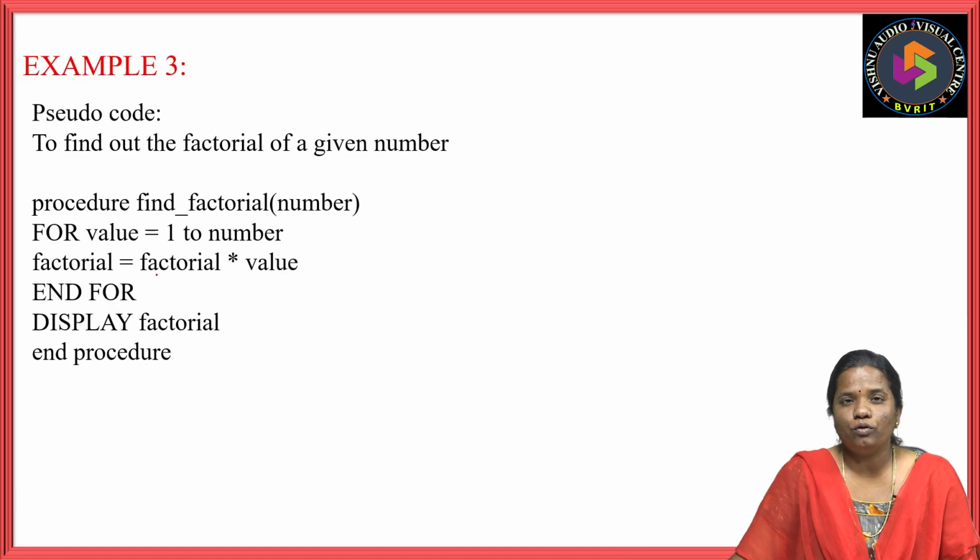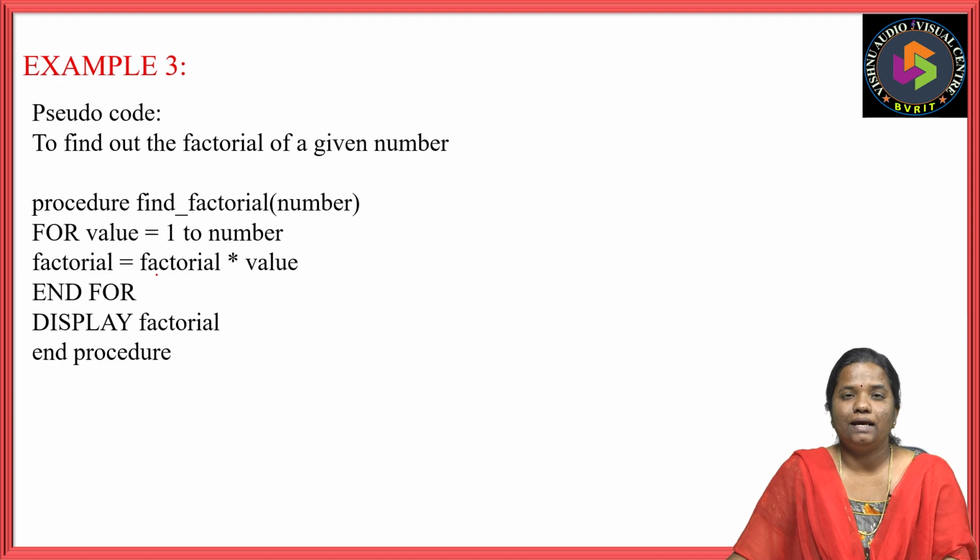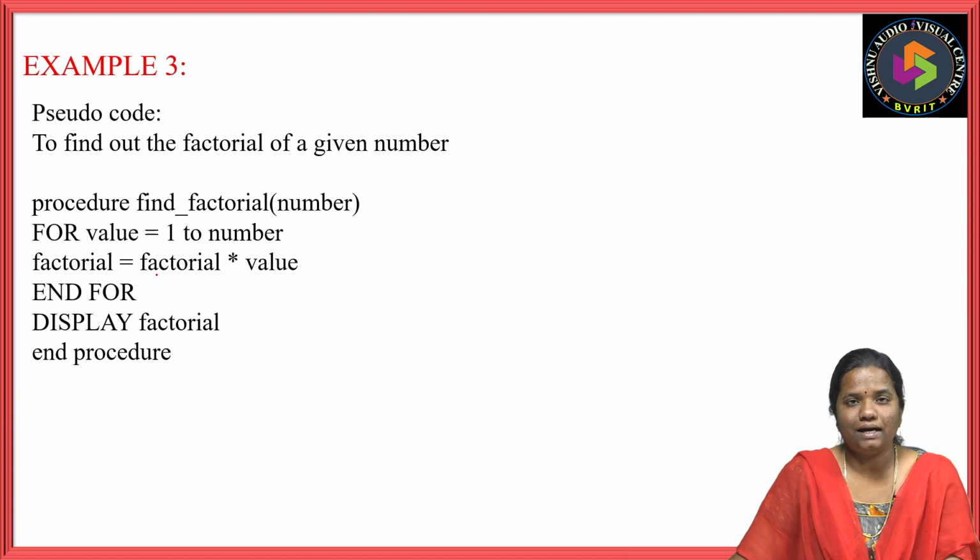Let me give one more example for the pseudocode: how to find the factorial of a given number. Here, instead of start and end as in the previous example, some people write the pseudocode starting with procedure and ending with end procedure. Between that also we can write simple statements in simple English. So, procedure, find factorial of a number.